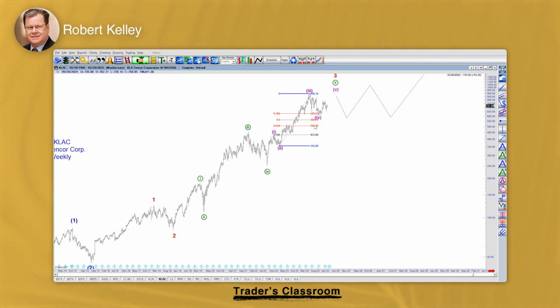And this count, I'd have to concede would be wrong if it were to break 618 of the third wave. That's pretty much a no-no. It doesn't really ever see that. All right, so that's 506.46. If it breaks that, then this particular short-term count is wrong, and a larger wave 4 would be underway. But pretty good chance that the low is in and prices head higher from here.